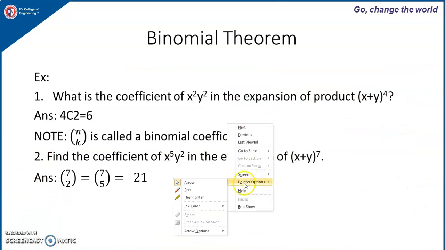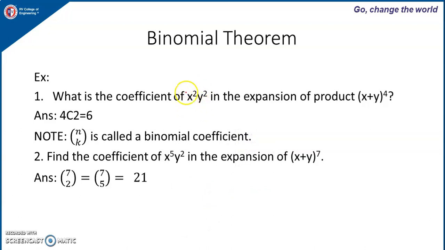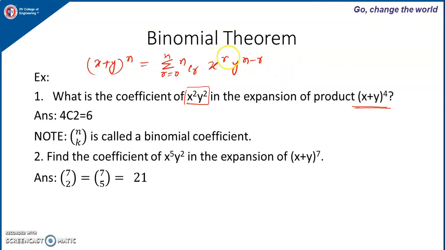In this example, we have to find the coefficient of x^2 y^2 in the expansion of (x + y)^4. Using binomial expansion, let me write it again: (x + y)^n is the summation of r equals 0 to n, nCr x^r y^(n-r), or we can also say x^(n-r) y^r. Using this, I'll expand (x + y)^4. Here x is x only, y is y only, n is equal to 4. So it will be r equals 0 to 4, 4Cr x^r y^(n-r).